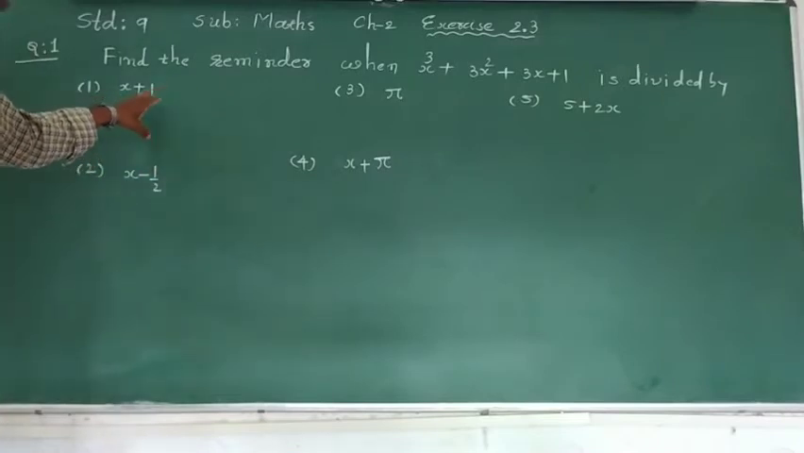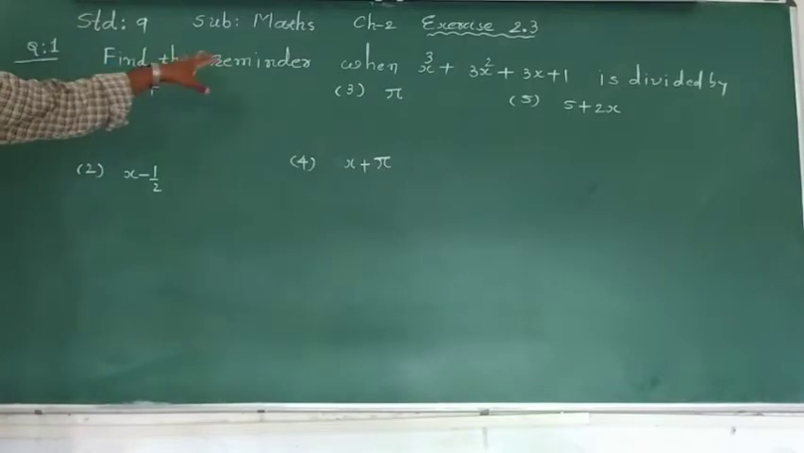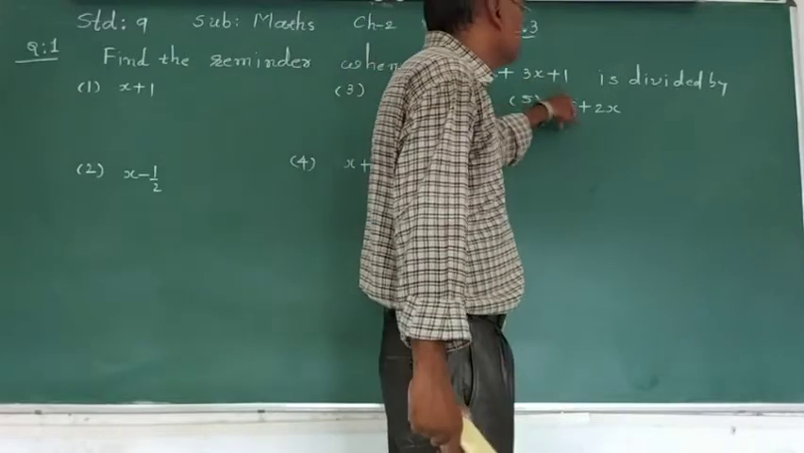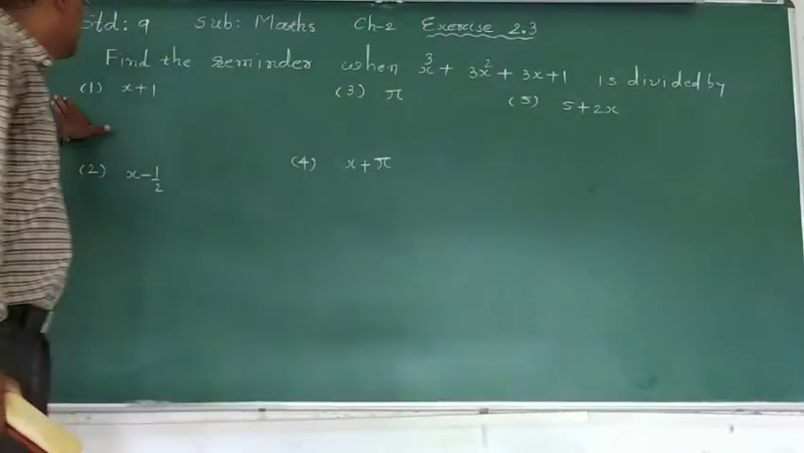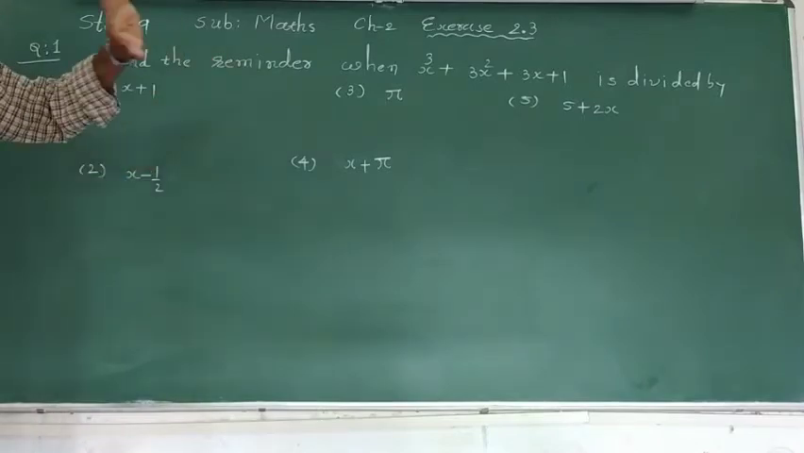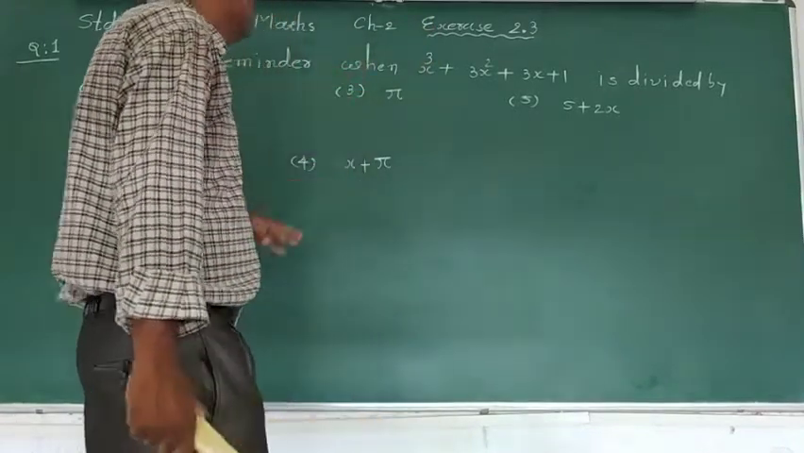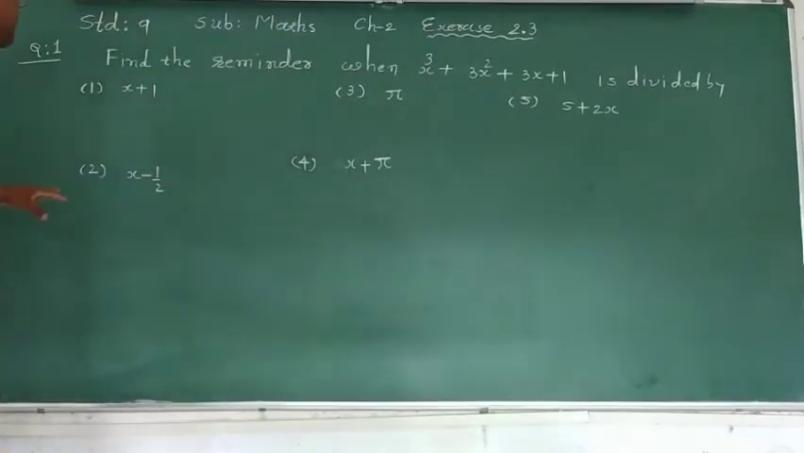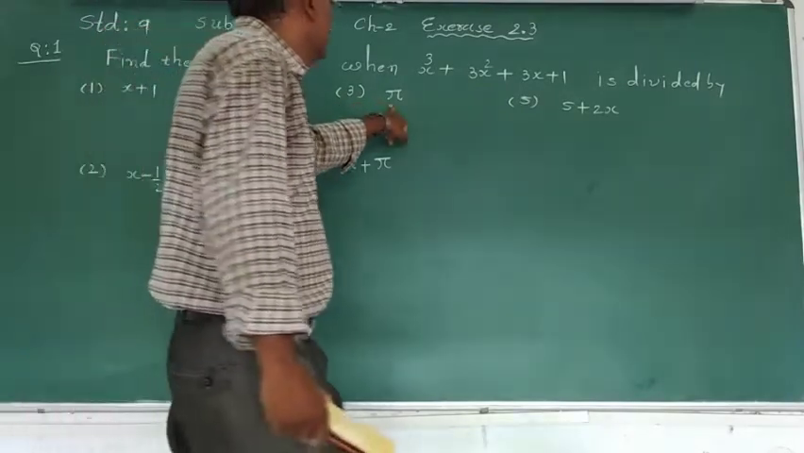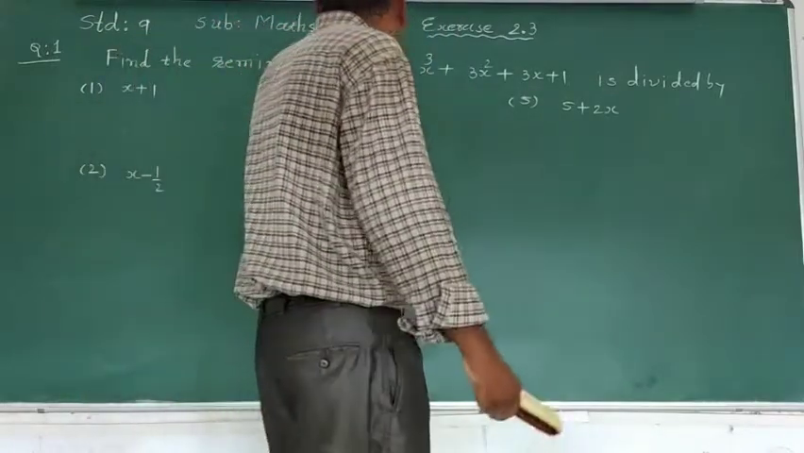Okay, now exercise 2.3, question 1. Find the remainders when x cube plus 3x square plus 3x plus 1 is divided by: first question, x plus 1; x minus 1 upon 2; pi. Whatever is given here, we have to write the value. Here is the pi, so x equal to minus pi, whatever is given.